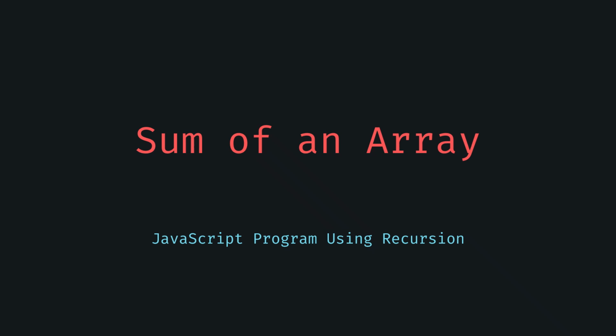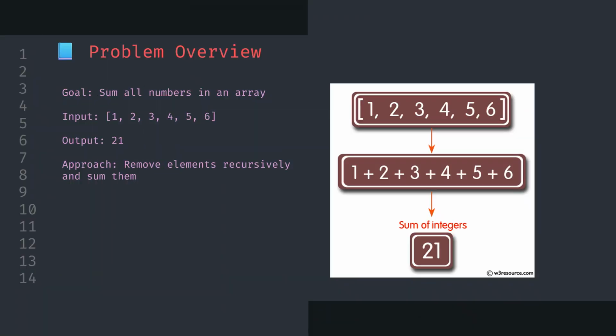Let's start by understanding the problem itself. We first need to add all the numbers in an array together. Using recursion, we repeatedly remove the last number and add it to the sum of the rest. This way, we eventually get the total sum.